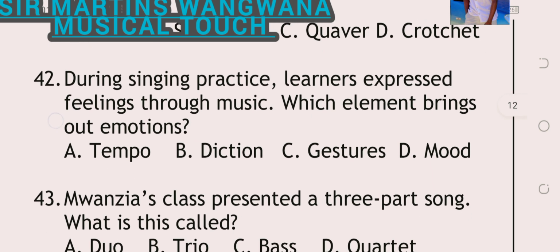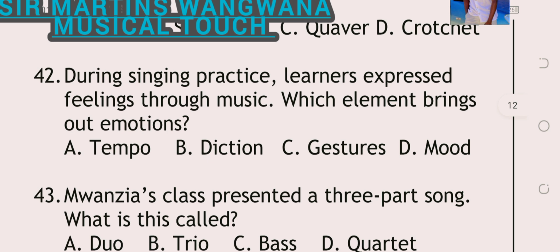Number 42. During singing practice, learners expressed feelings through music. Which element brings out emotion? It is actually the mood, which is D.